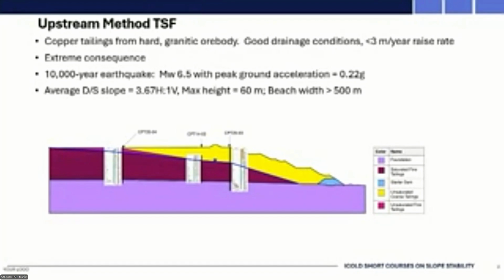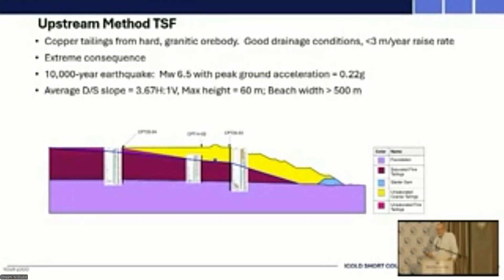Currently it has a height of about 60 meters at the maximum section, and it has a very long beach width. I forgot to include this, but average rainfall is less than 30 centimeters. So it's relatively dry. It does have a seasonal rainstorm period that occurs in the monsoon season.